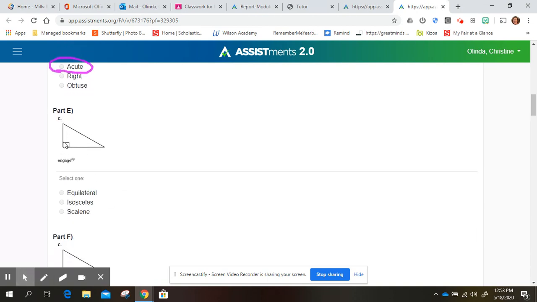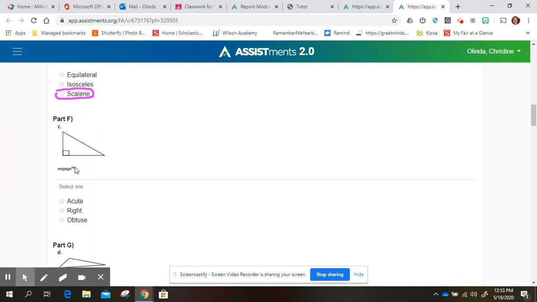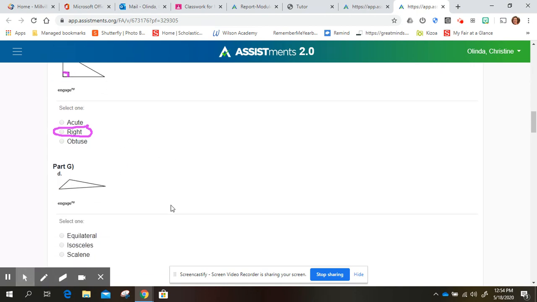Part E tells me that there are no lines here that tell me any of the sides are the same length. So when none of the sides are the same length, that's called a scalene triangle. And then this is the easiest one because it gives me a clue. When you see this little square in the corner, it's definitely a right triangle because right means 90 degrees.